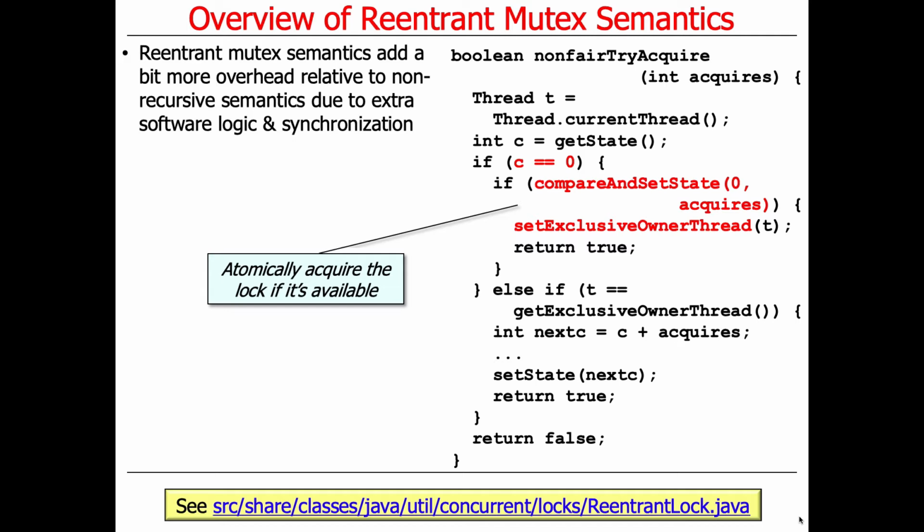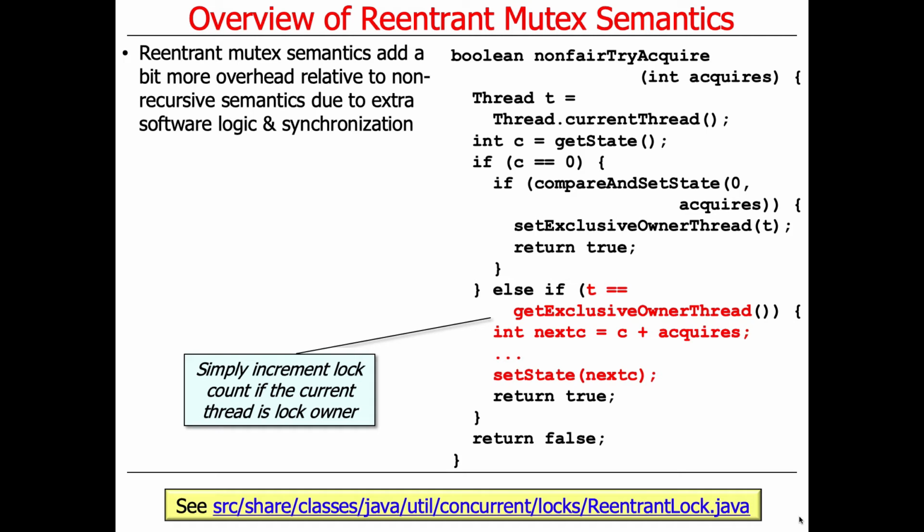And if the count is 0, which means nobody owns it, very much like your spin lock, then it tries to call compare and set, trying to set 0 to whatever you're trying to acquire. Let's say it's 1 for the sake of argument. So if it's able to switch that integer from 0, meaning it was available, to 1 or n, where n is the acquires parameter, then we've got access to the lock, and we set ourselves as being the thread owner for this thing. And we return true because we now own the lock.